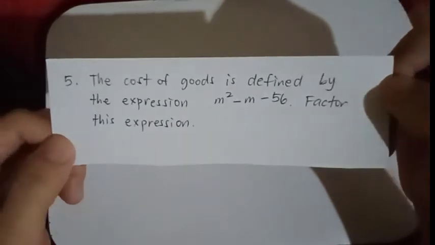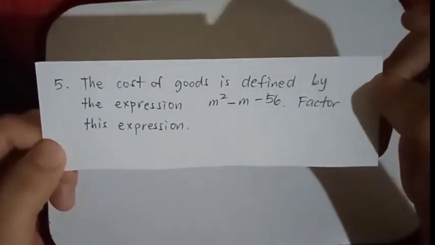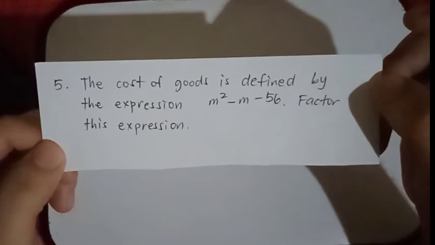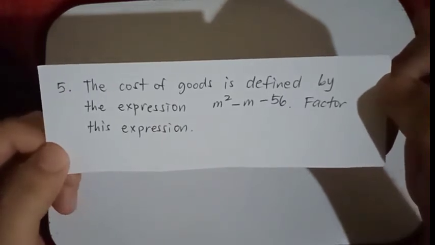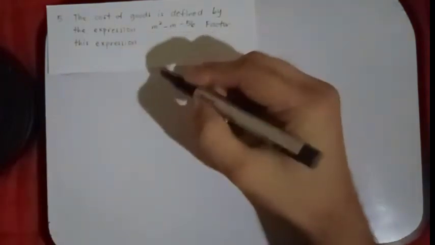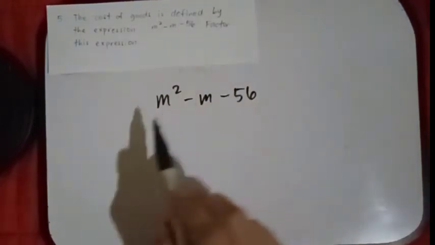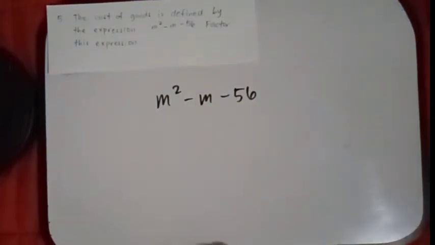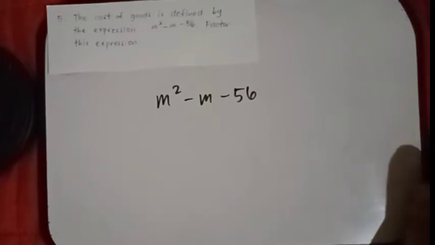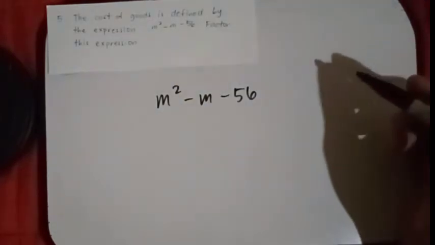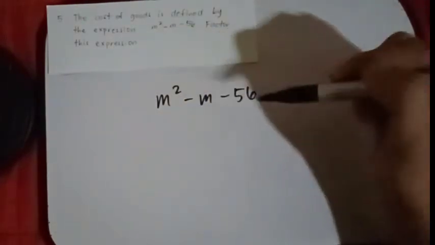Number 5. The cost of goods is defined by the expression m squared minus m minus 56. Factor this expression. So our given expression is m squared minus m minus 56, and all we need to do is factor it. Then our problem is done, right? Apply the same process as before. So let's get the sum and the product.